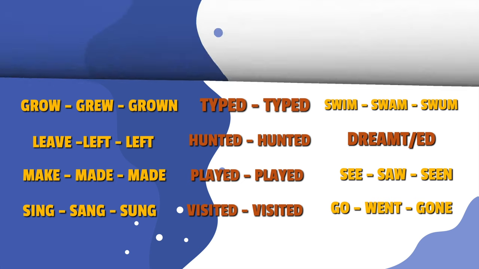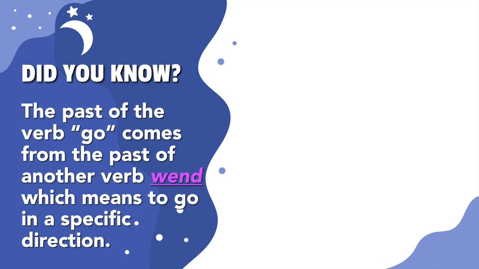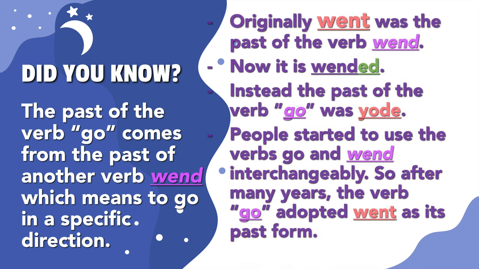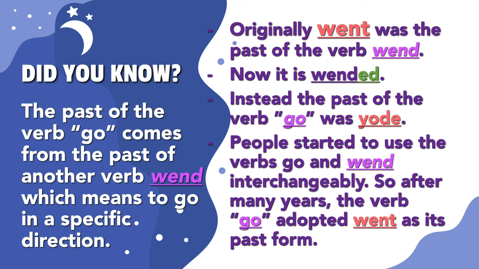By the way, did you know? The past of the verb go comes from the past of another verb, wend, which means to go in a specific direction. Originally, went was the past of the verb wend. Now it is wended. Instead, the past of the verb go was yode. People started to use the verbs go and wend interchangeably. So after many years, the verb go adopted went as its past form.